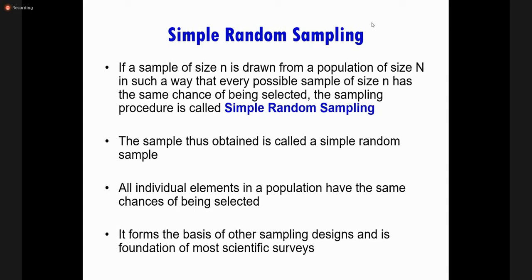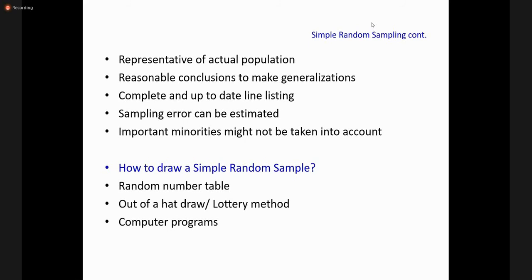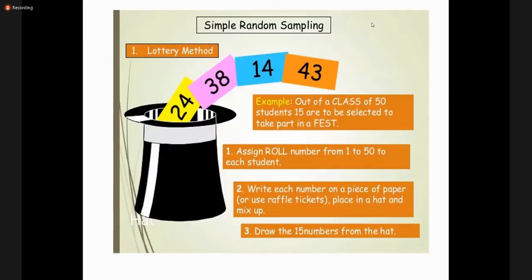The sample thus obtained is called a simple random sample, and the individual elements in a population have the same chances of being selected. It forms the basis of our other sampling techniques, as I have mentioned in the non-probability sampling types. So what happens? It is basically you take a sampling frame, okay? Suppose take a simpler example.